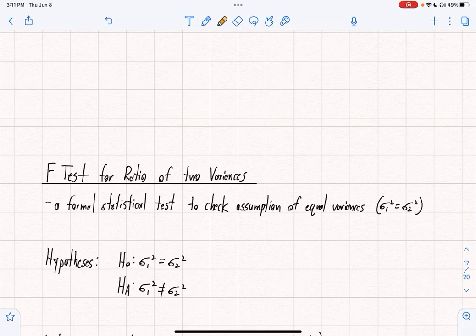Okay, the last thing we're going to do in this chapter is an F-test for a ratio of two variances. Recall that one of our assumptions for the independent sample test for difference in means required equality of variances, and we had our rule of thumb. But what we're going to develop here is a formal statistical test to check this assumption, that is, sigma 1 squared equals sigma 2 squared. So our null hypothesis is that they are equal to one another, and our alternative is that they are different from one another.